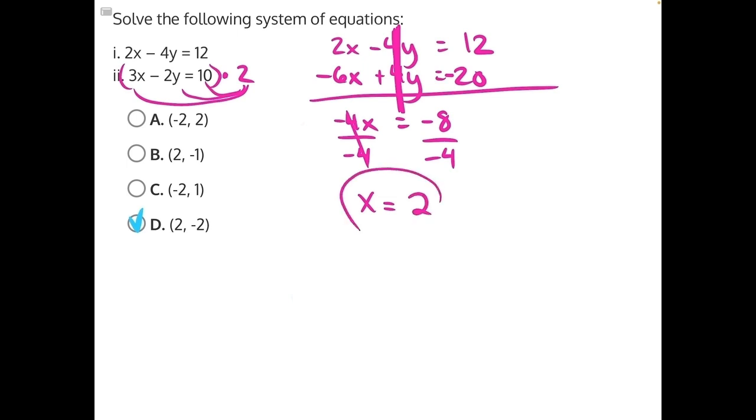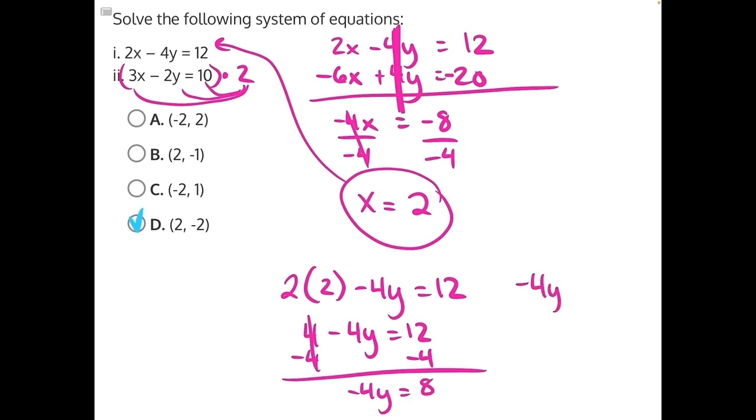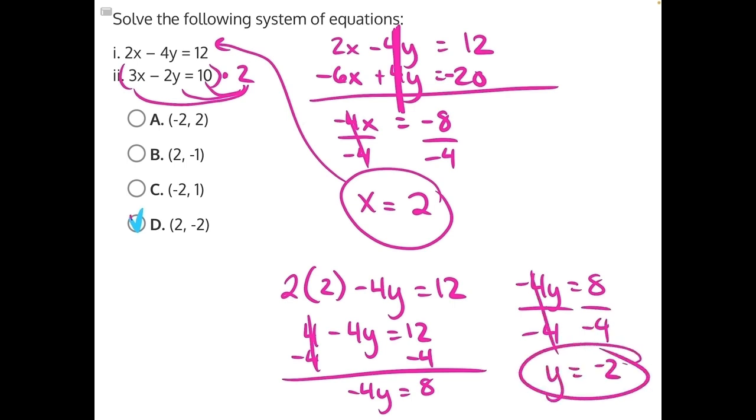Now we need to take that positive 2 and plug it into one of our equations to solve for y. I'd recommend using that first one because it's all even numbers and that'll be easy mental math. We'll have 2 times x, which is 2, minus 4y is equal to 12. 2 times 2 is 4, minus 4y is equal to 12. And we'll need to do opposite operations. Subtract both sides by 4. This will cancel, giving us negative 4y is equal to 8. Then, when we divide both sides by negative 4, we will have y is equal to negative 2, also making D our correct answer.